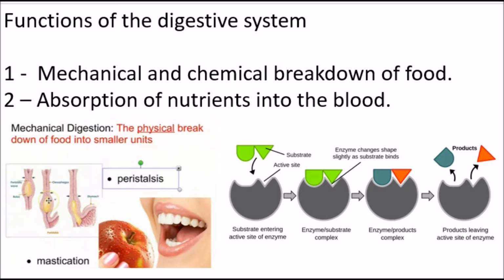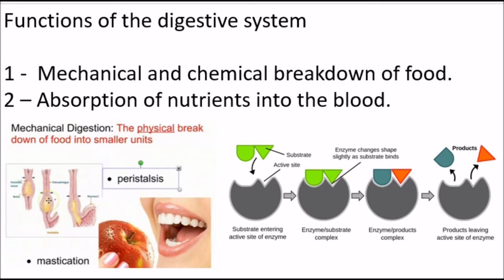The second function of the digestive system is the absorption of nutrients into the blood. You can absorb some very small molecules across your stomach lining, and you can absorb water across your large intestine, but the vast majority of absorption of food happens across the small intestine. And like I said, your food has to be small, it has to be microscopic, it has to be soluble.